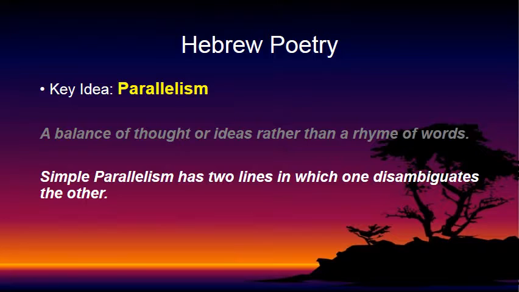That's a really helpful way for me to understand it. I don't think it always explains all of the examples of parallelism, but this idea that you have two lines, and you could even say that they disambiguate each other. They sort of work together.